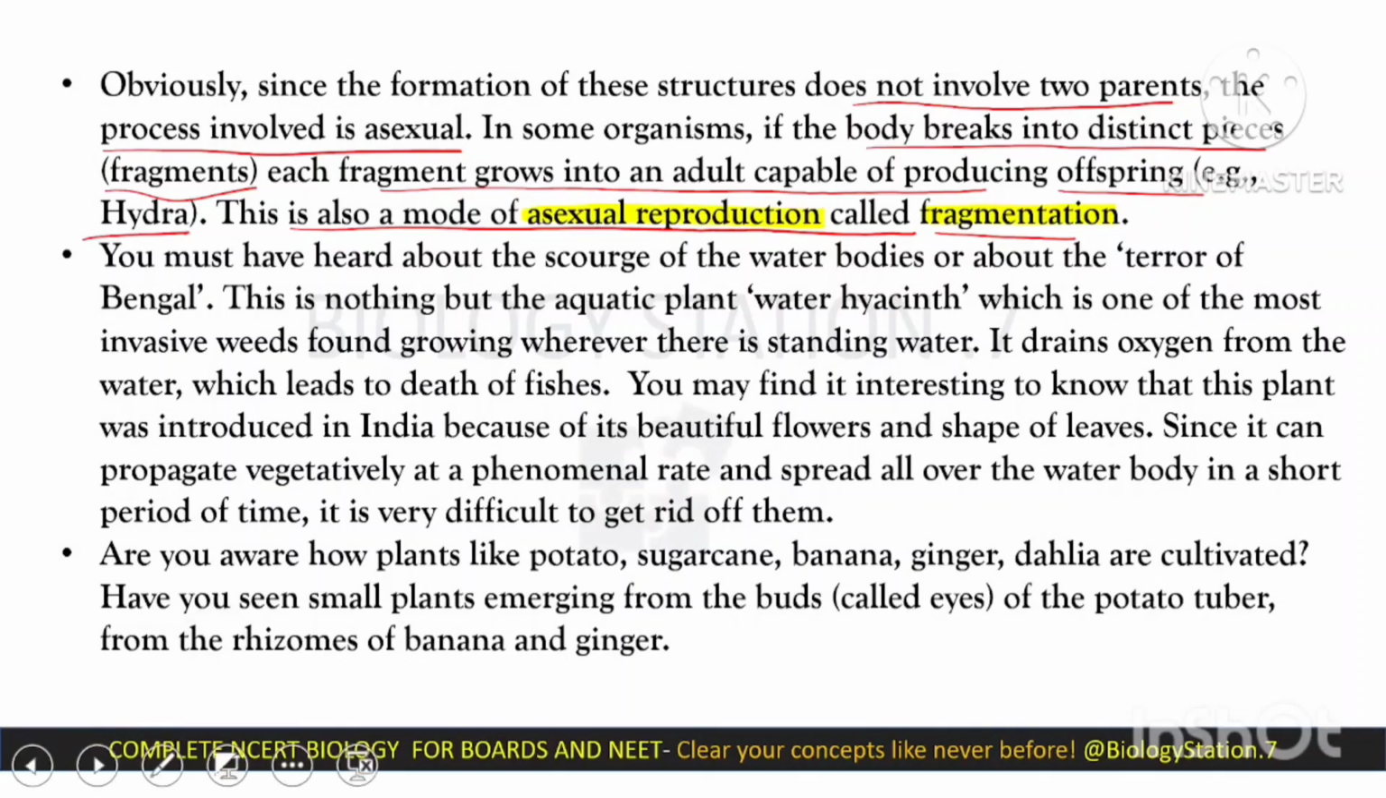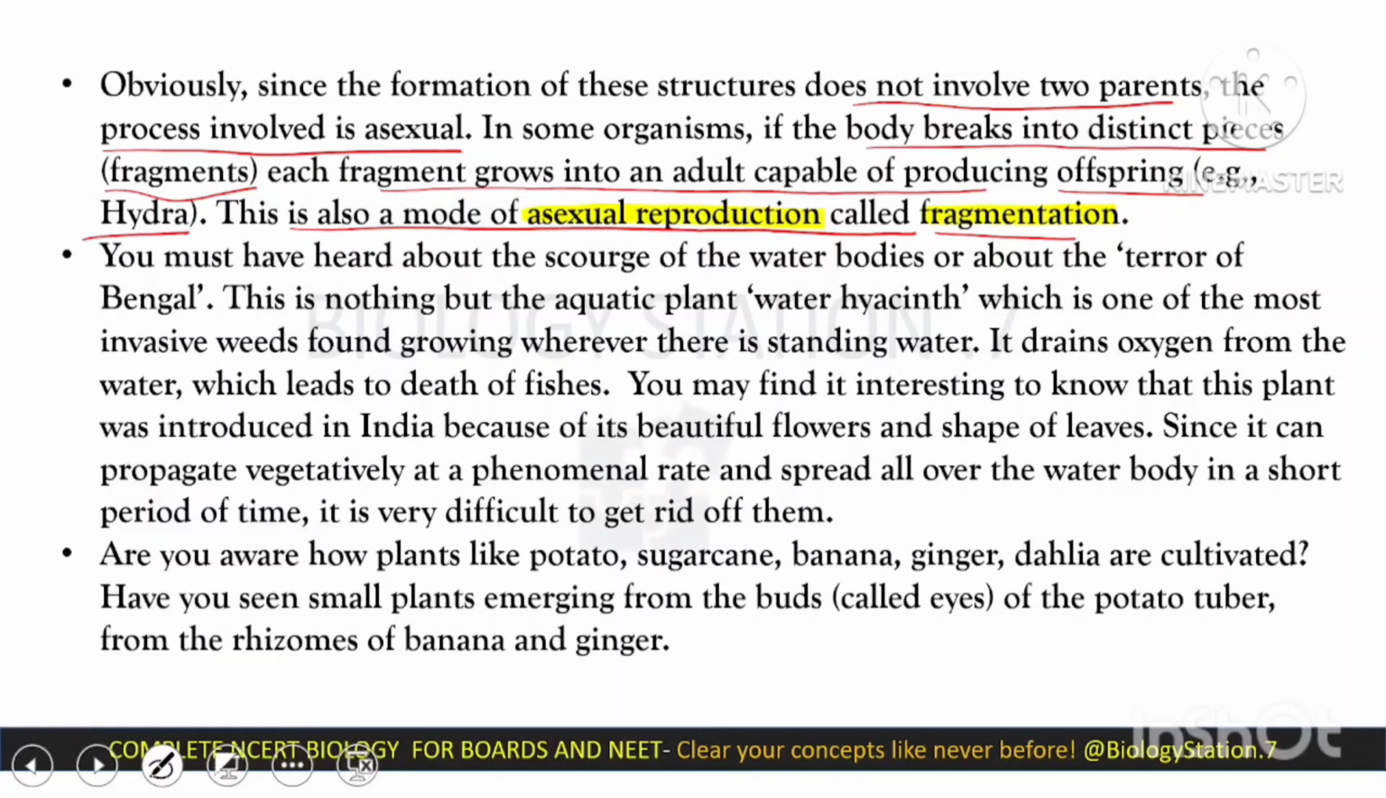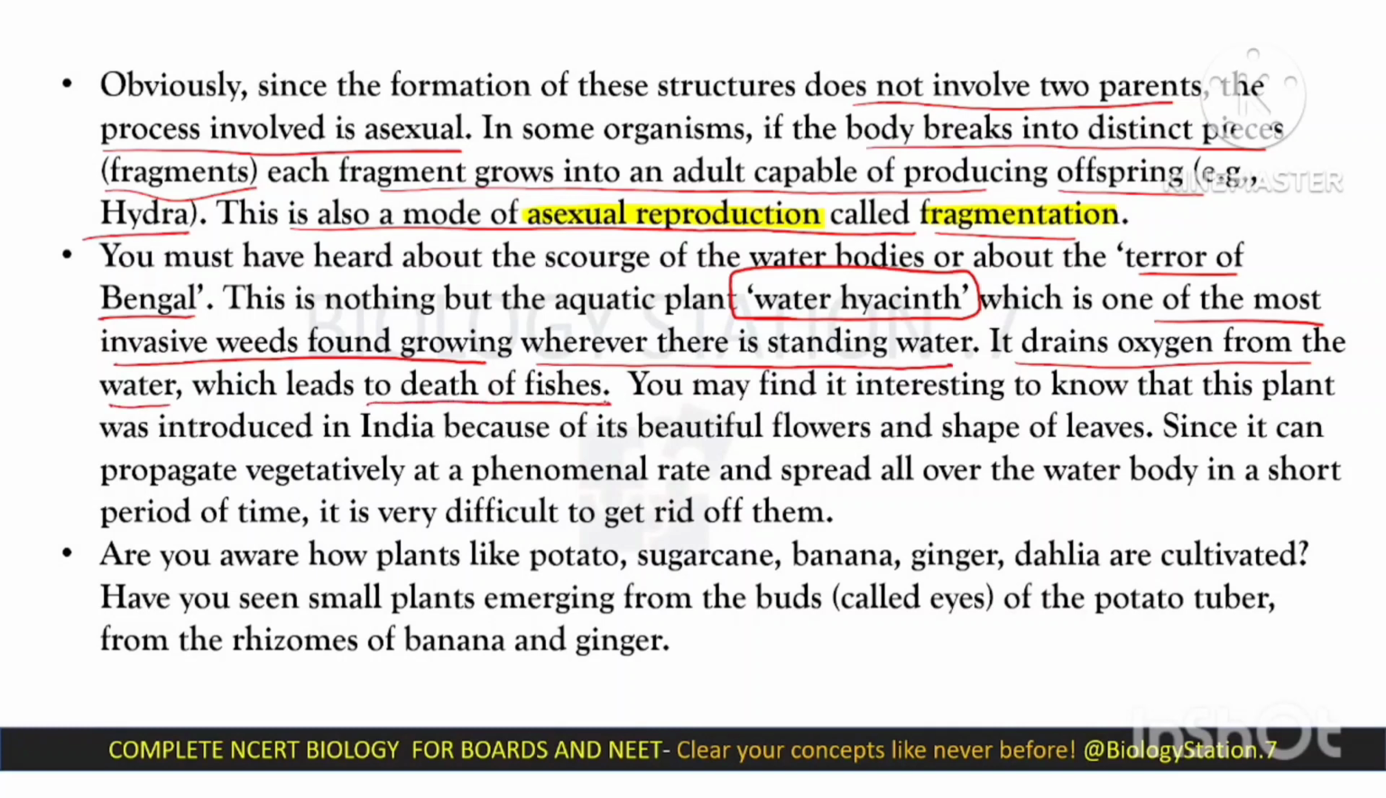Then you must have also heard about the scourge of the water bodies and about the terror of Bengal. Have you all heard about the terror of Bengal? It is called the water hyacinth, which you have seen, which is an example of offset in plants, which is one of the most invasive weeds found growing wherever there is standing water. Wherever there is standing water, this water hyacinth spreads rapidly. It drains all the oxygen from the water and leads to the death of other fishes.